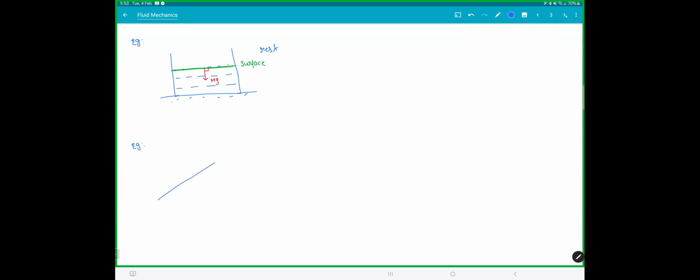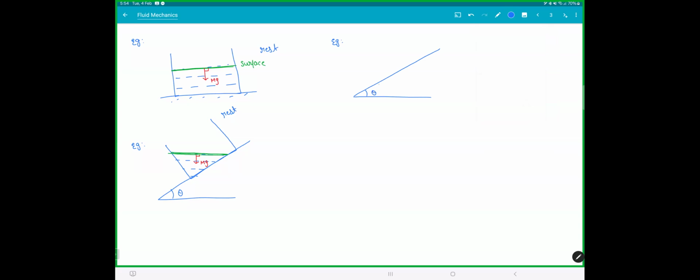How does this look like? Suppose you have an incline, theta, and you take a container and keep it at rest. Now if you put liquid in this, how will the liquid look like? The liquid will still look horizontal like this. The reason? Same thing. The only force acting on the surface is mg. So the surface will look like this. Right?